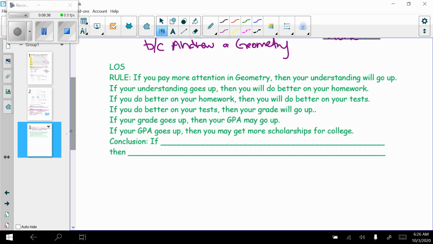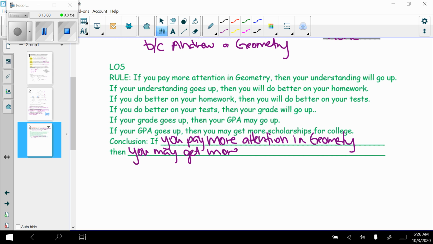So remember, we start with our very first if. If you pay more attention in geometry, then, what was after our very last then? You may get more scholarships for college.